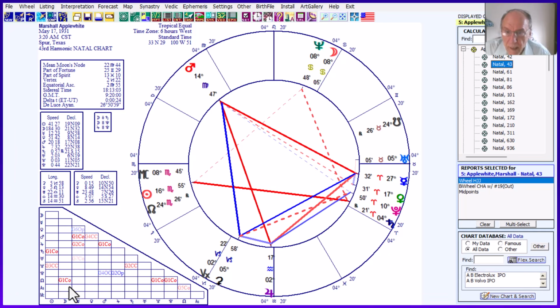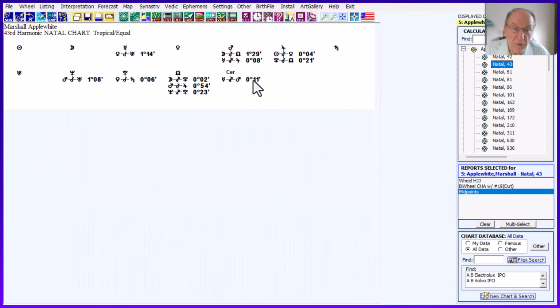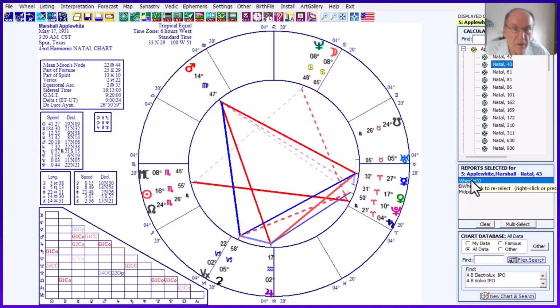If we look at the aspect grid from Mercury to Mars, it says G1CO. That means G means golden mean, 1 means the first level, and CO means conjunction. So it's telling you right there what it is. And then he's got this other symmetrical pattern with Ceres at Mercury Mars. If we look at the midpoints, Ceres at Mercury Mars, 11 minutes. The whole thing is extremely strong. So anyway, there it is.